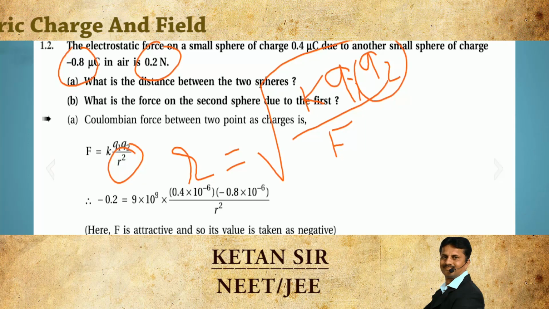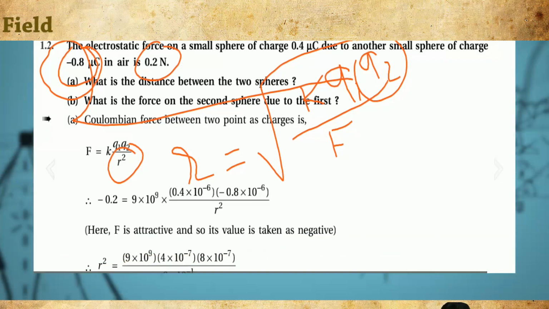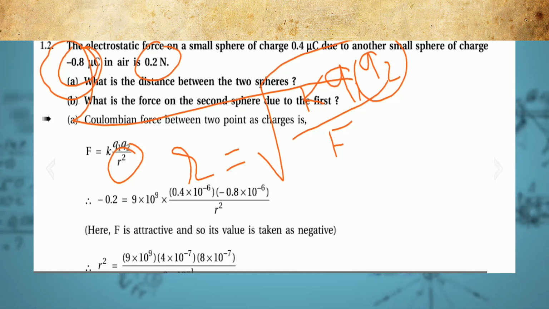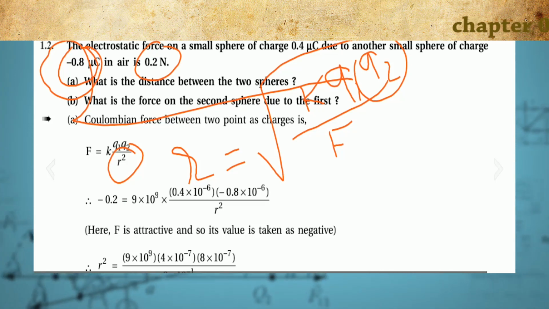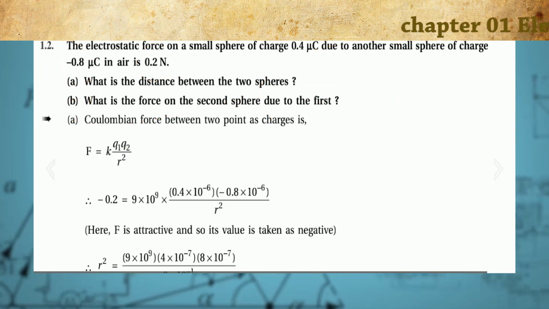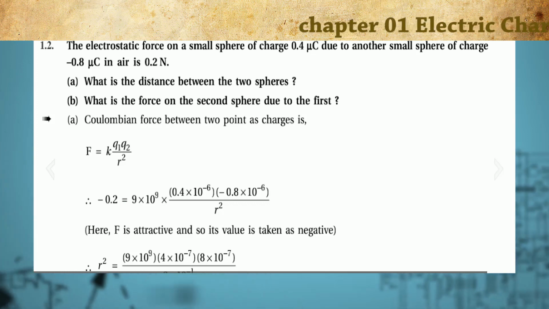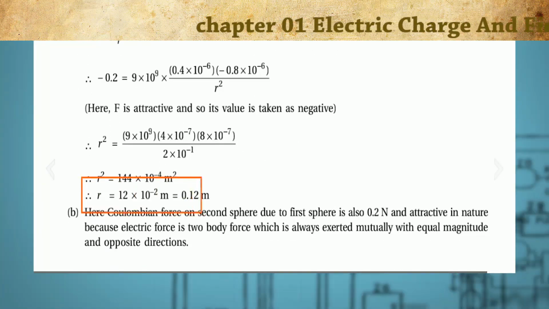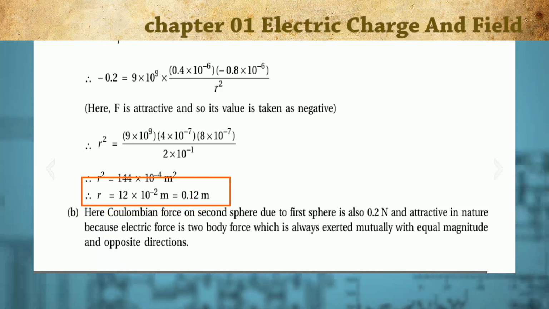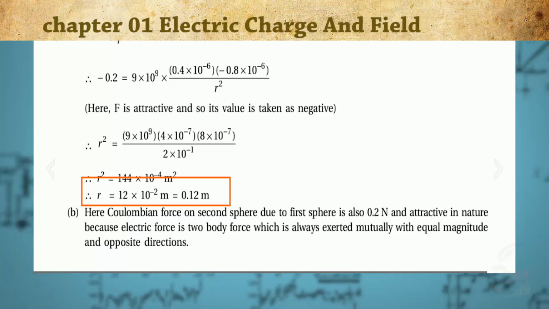Therefore, in the value of Q2, never put a minus. If you put the minus, then you are not able to take the square root. The simple logic is that whenever we just need the mathematical value, always put the positive charge. After putting the values, doing the calculation and getting the answer, R is equal to 12 into 10 raised to minus 2 meter, or you can say 0.12 meter.